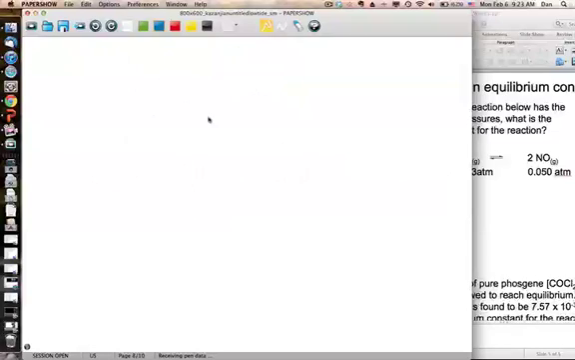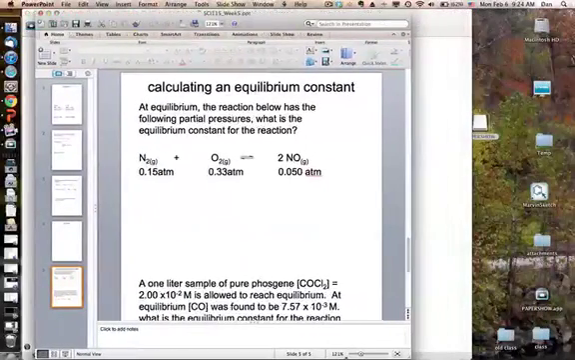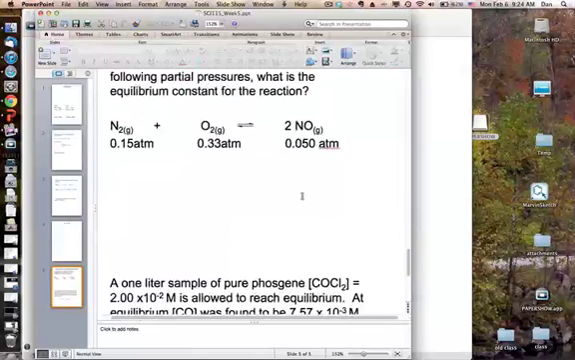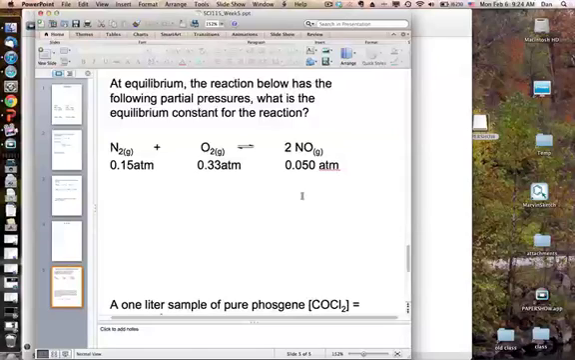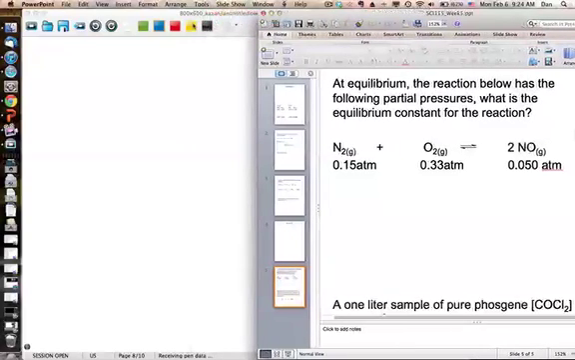Let's take a look at calculating equilibrium constants. Let's take a look at a problem, a very typical one. At equilibrium, the reaction below has the following partial pressures. What is the equilibrium constant for the reaction? Pretty simple, pretty straightforward in terms of the behavior of a system.